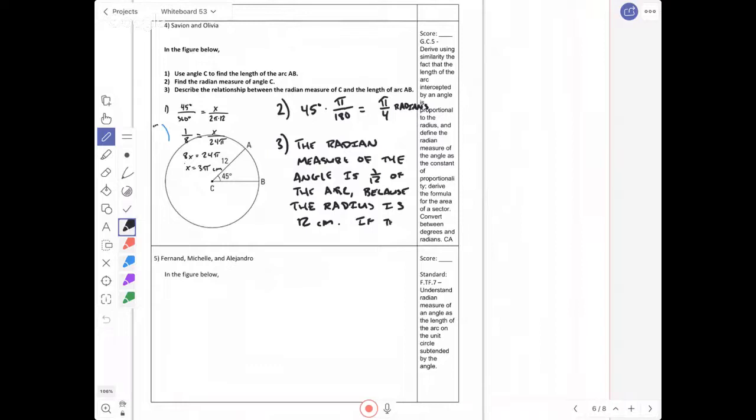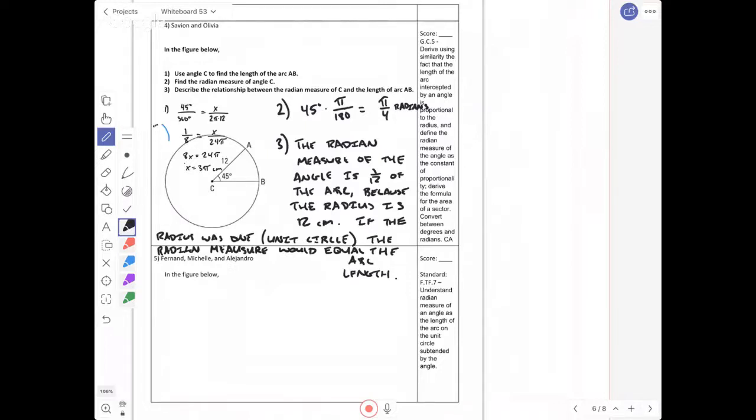If the radius was 1, like on the unit circle, the radian measure would equal the arc length. Cool. That was number 4. Thank you, Savia and Olivia.